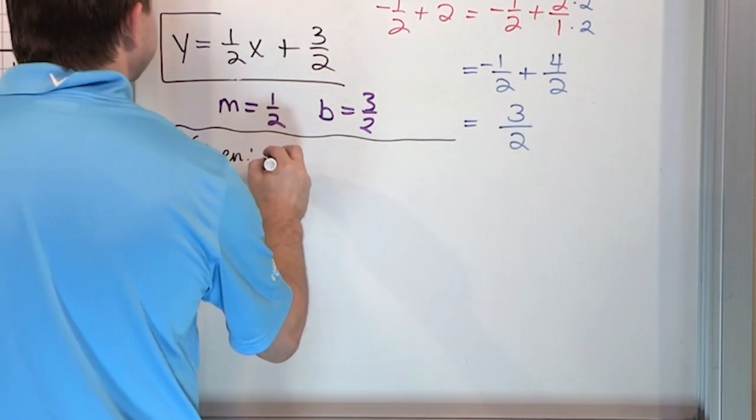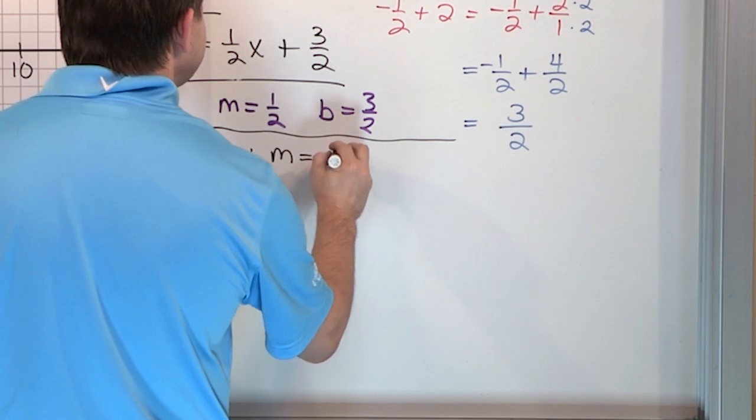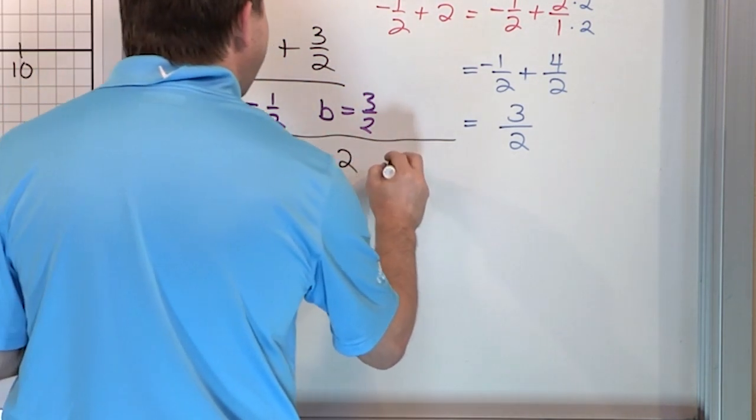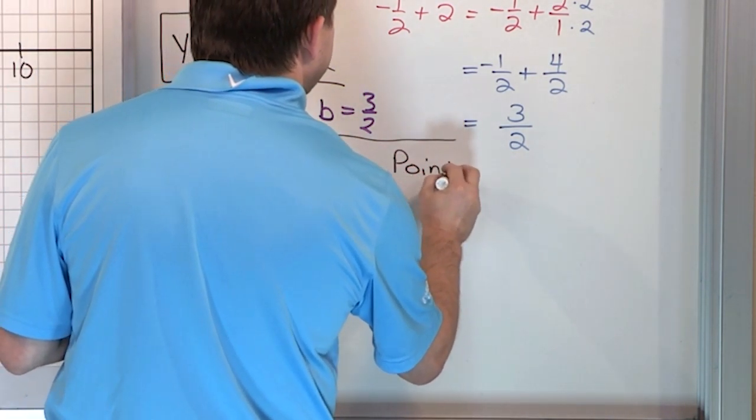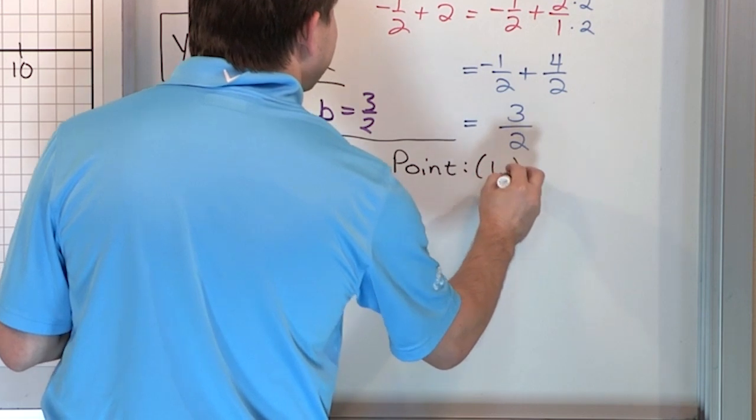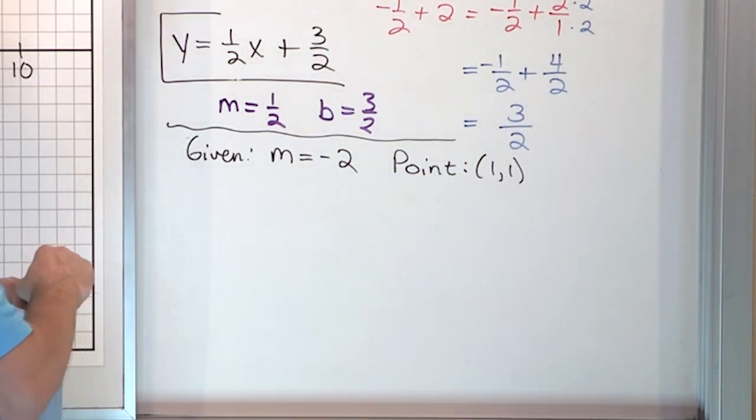I'm going to tell you that the slope of this equation of a line is -2, and that it passes through a point 1, 1. And I'm going to ask you to write the equation of the line and graph it.